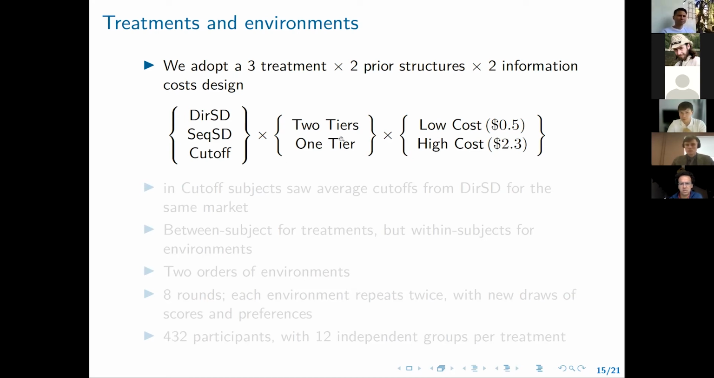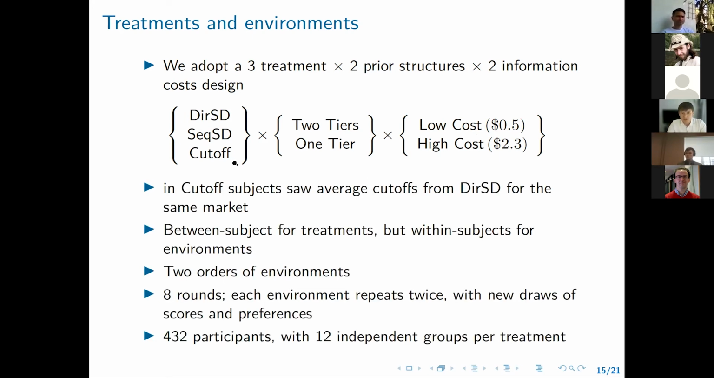In the 1-tier environment, there are 6 universities which can all be ranked as better than the others. And we have different costs, either high or low, and the scores are chosen such as to have a variety of predictions from complete search to almost no search.